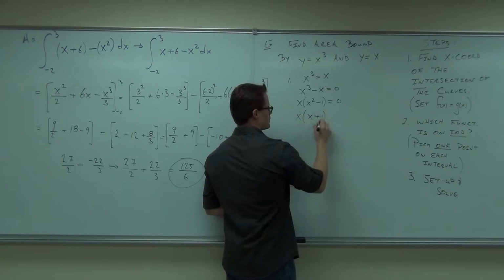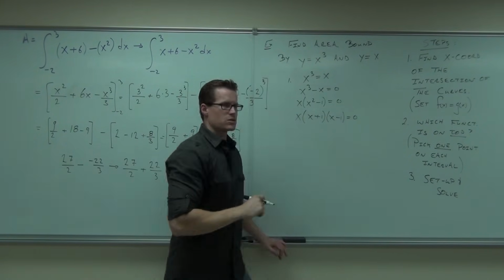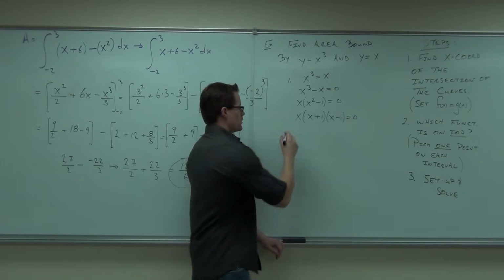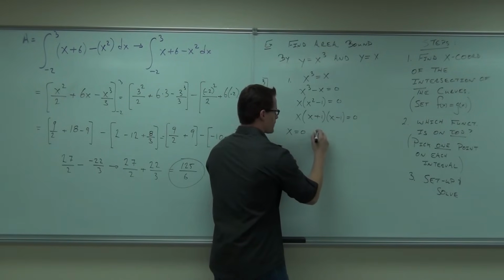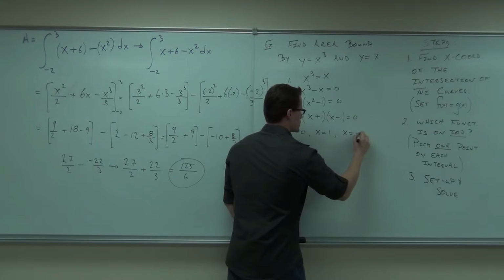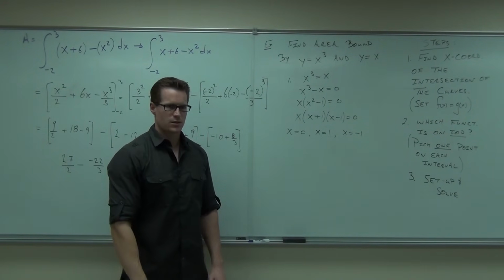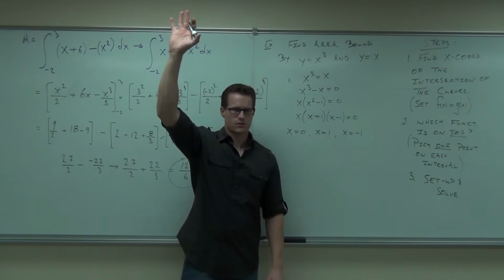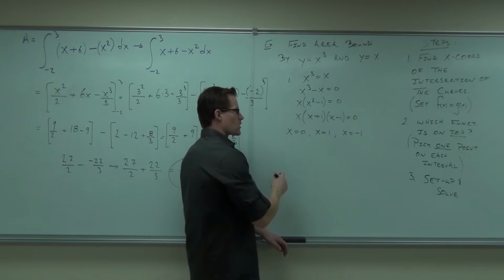x plus 1, x minus 1. You get how many points? 1, 2, 3. Don't forget about that one. x equals 0, x equals 1, x equals negative 1. I think I have those out of order, but those are the 3 points that you get. Raise your hand if you're able to find those 3 points. Feel okay with that?